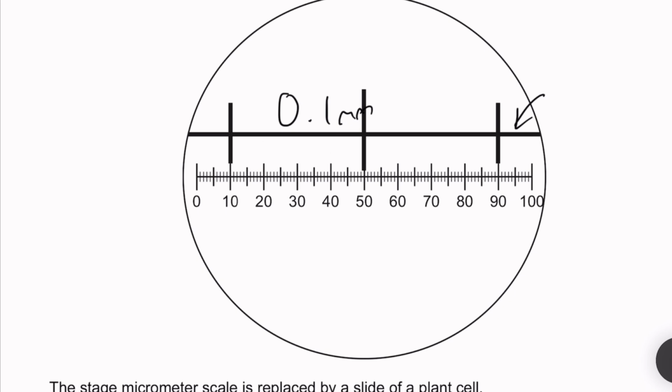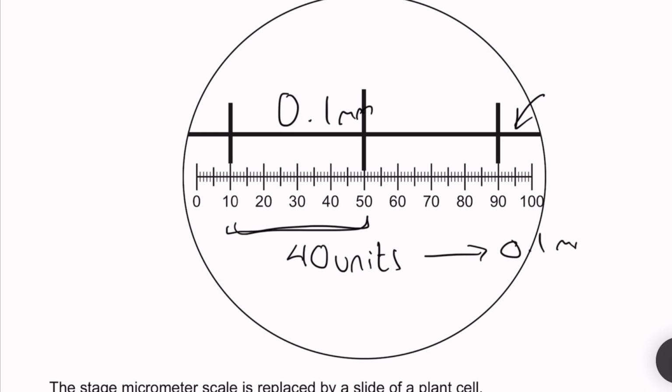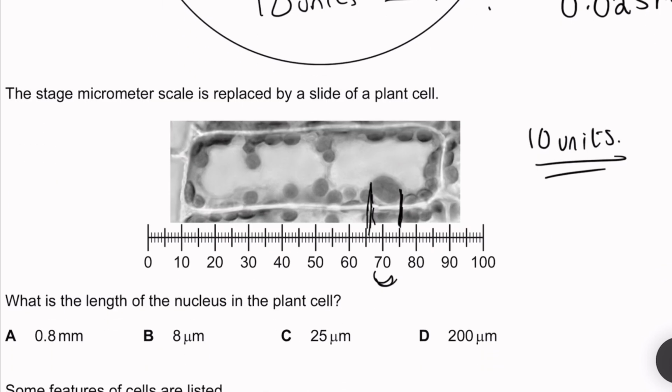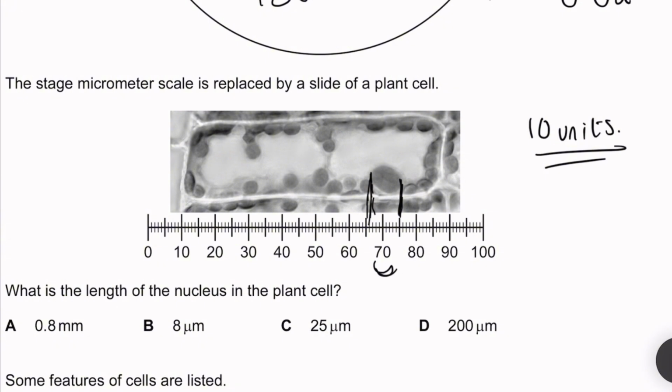0.1 millimeters of stage micrometer is equivalent to 50 minus 10 units of the eyepiece graticule, and therefore this would be 40 units, and 40 units are equal to 0.1 millimeters. How many millimeters are 10 units equal to? And so we cross multiply, and we get 10 times 0.1, we divide by 40, and that should be 0.025 millimeters. Let's see our options. We have 0.8 millimeters, 8 micrometers, 25 micrometers, and 200 micrometers. So if we multiply by 1000 to convert to micrometers, that will give you 25 micrometers, which is C.